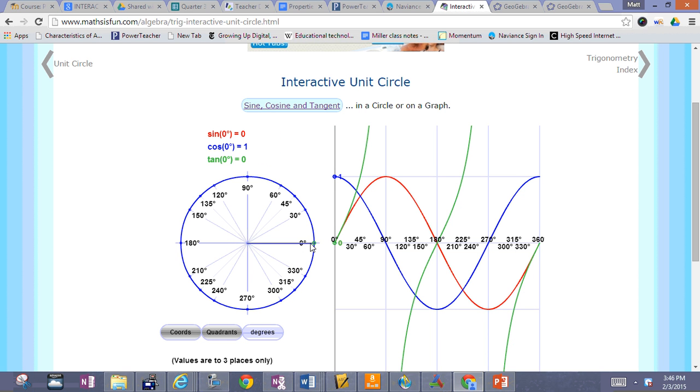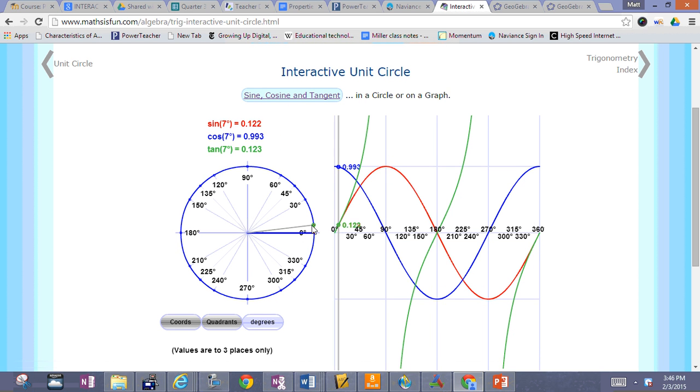When we start at 0 degrees, my x coordinate is at its highest value of 1, okay? My x coordinate at 90 degrees is at 0, and therefore, okay, my cosine graph crosses the x-axis, has the x-intercept there, okay?